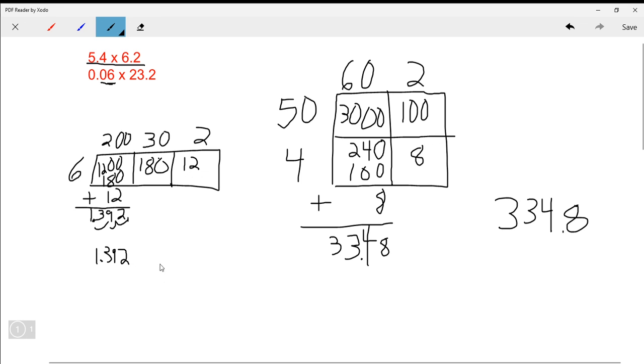But yeah, so that is how you multiply decimals with the area model. Hopefully that was helpful.